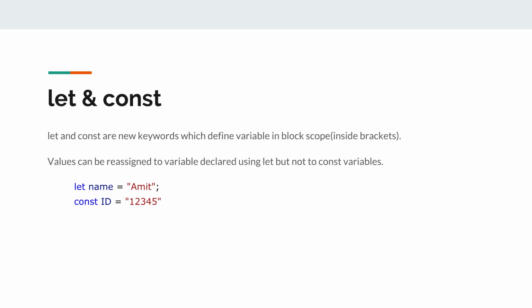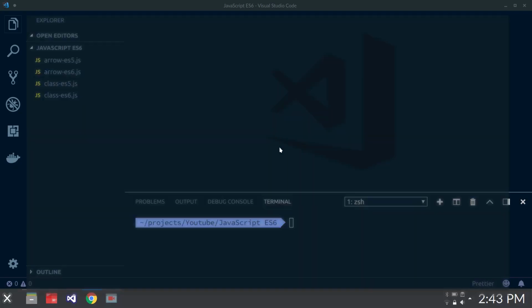So let is used to declare a variable and you can reassign a value to that later. While in const, if you have assigned a value once, you can't reassign that value. You can use let using let space variable name and you can assign a value or you can reassign it later. But for const, while declaring the variable, you must assign a value and you can't change that value at a later time. So let's see a few examples of these.